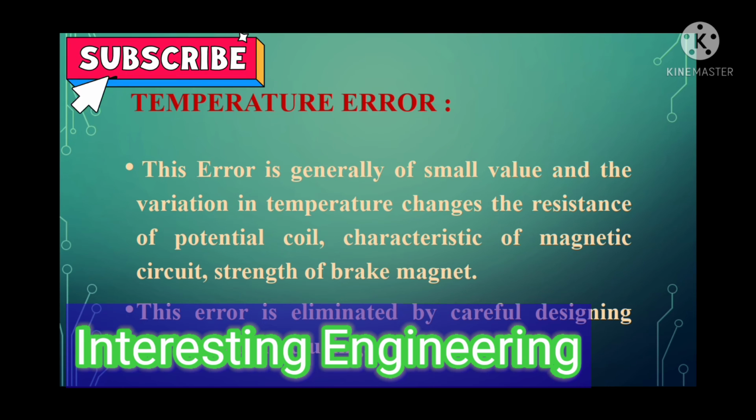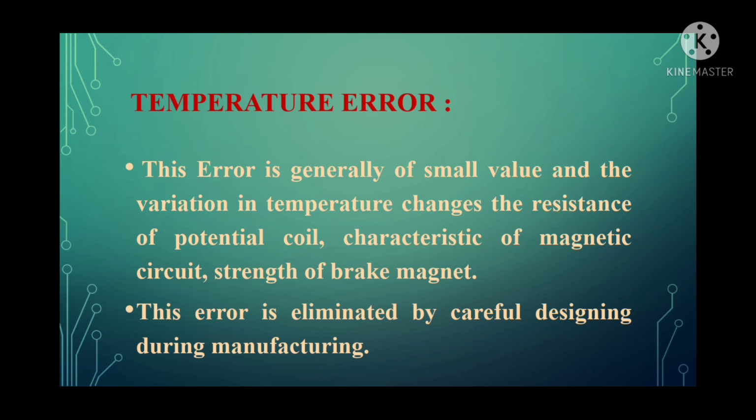Then comes the temperature error. So the error due to temperature will always be very small. So these errors cause major problems only in the resistance values. So the magnetic strength and these factors get affected due to variation in temperature. So in order to avoid this temperature error, normally the energy meter is surrounded by a shielding.